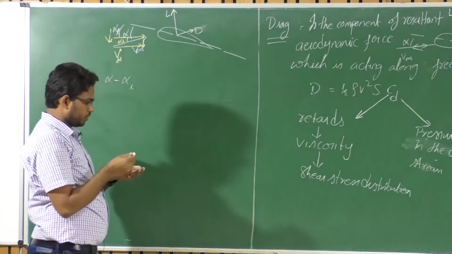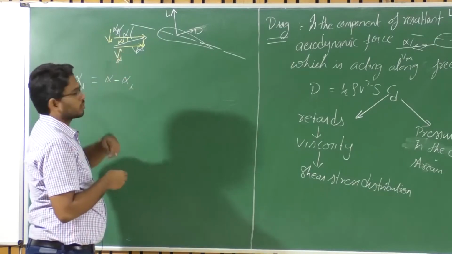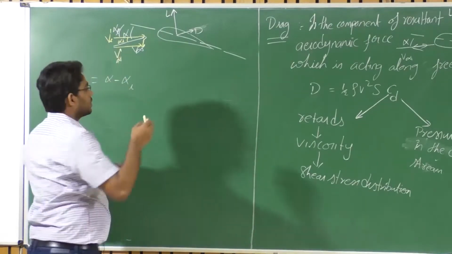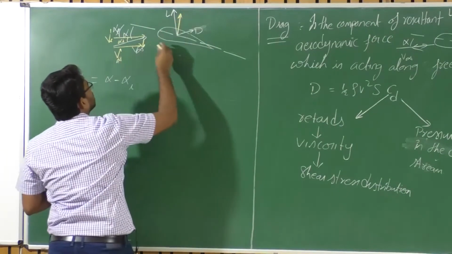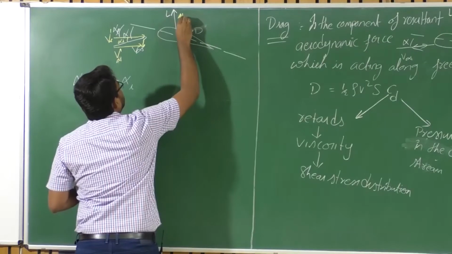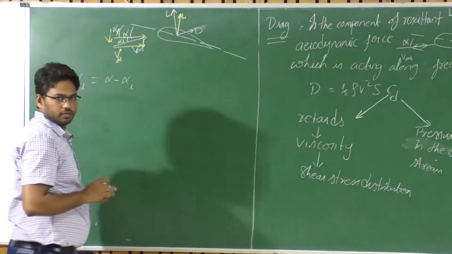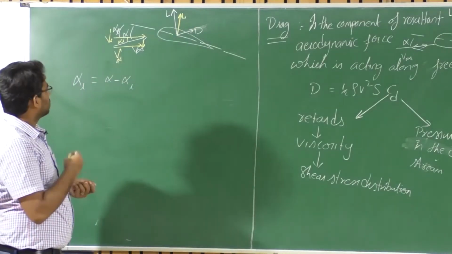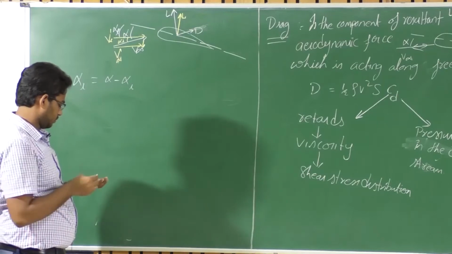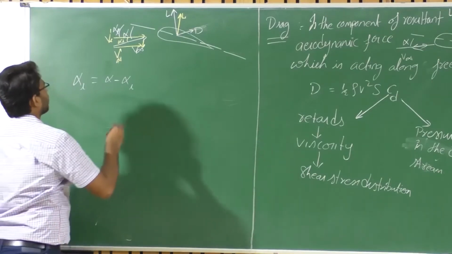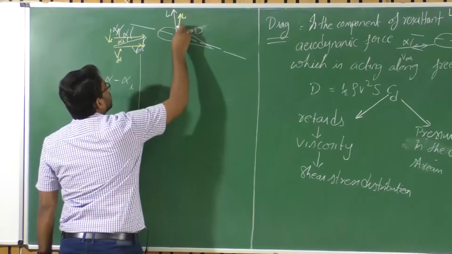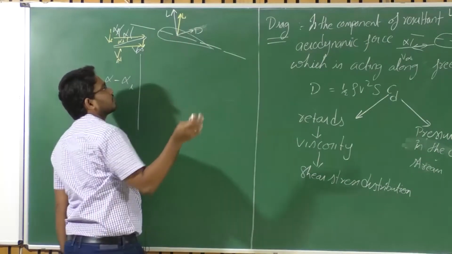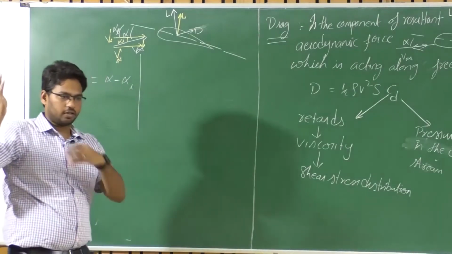But because of the induced angle of attack, alpha I, because of the upwash and downwash, what we have is a change in local velocity, due to which there will be a change in local lift generation. Am I correct or not? So a component of this lift is generated at that particular location.